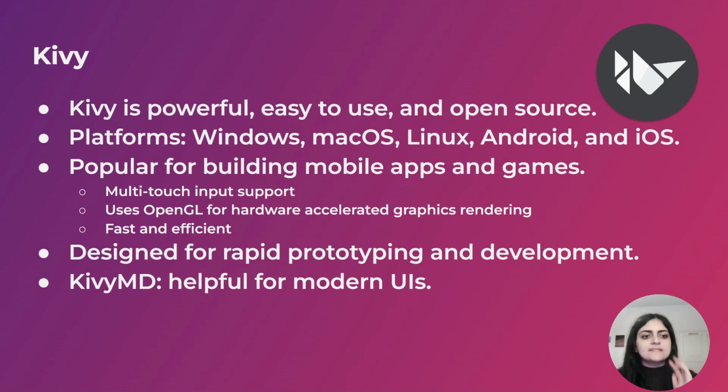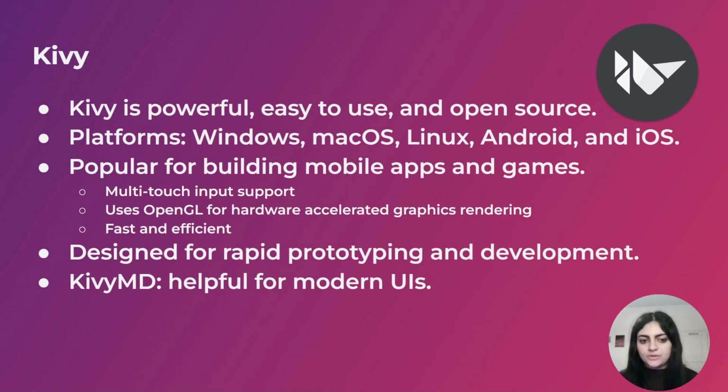Now the next one is Kivy. So Kivy is powerful, easy to use, and open source. You might have heard of Kivy before, and if you have, you usually associate this with mobile apps. It's very, very popular for building mobile apps and games using Python. So you can actually build and deploy apps on Android and iOS, which is really nice. It has multi-touch input support, which means that you can touch the screen in multiple places while using the app. This makes it really suitable for games and other types of interactive mobile apps.